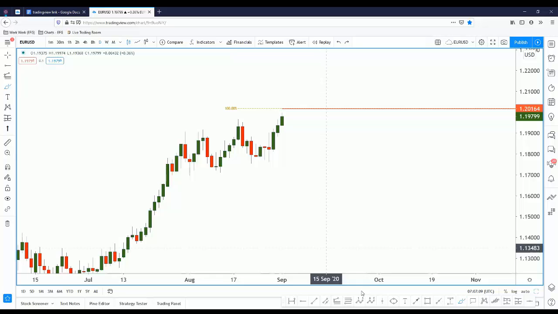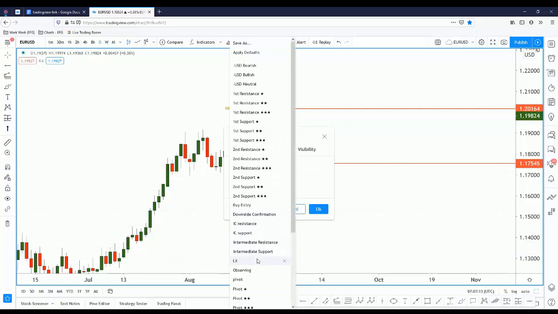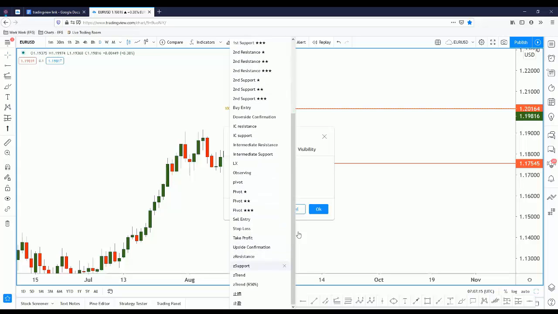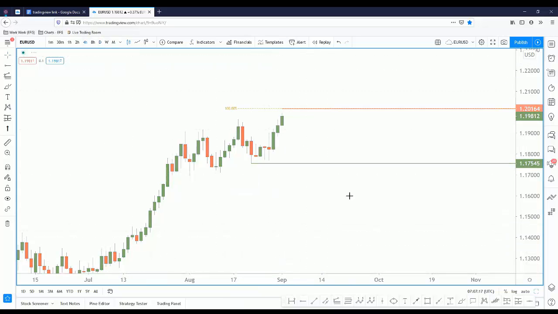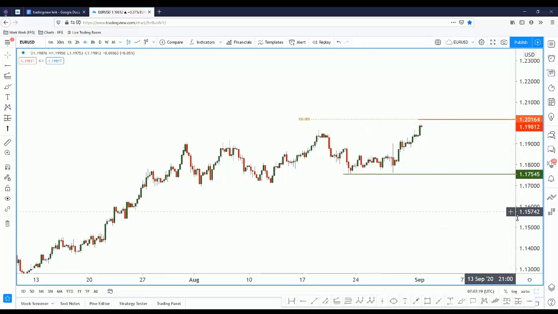Of course I'll put the support level in. I have a support level over here, which is just a graphical support, because I want to go down to the lower time frame on a 4-hour to tidy up the charts.